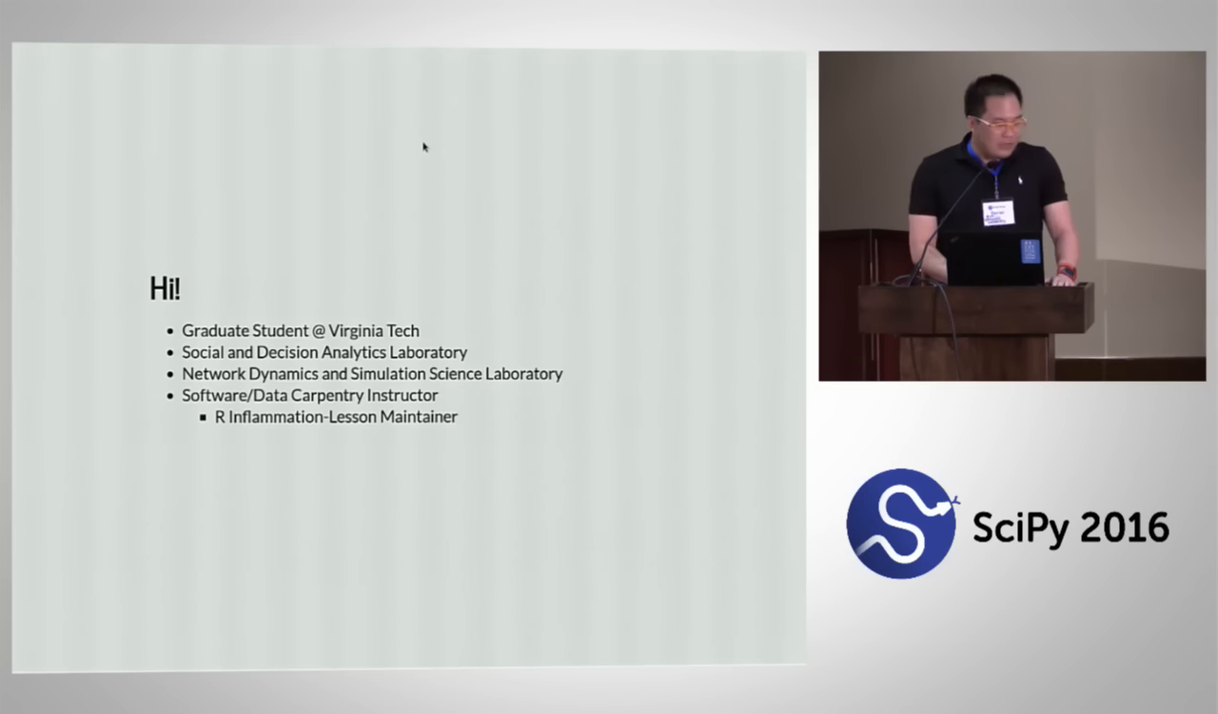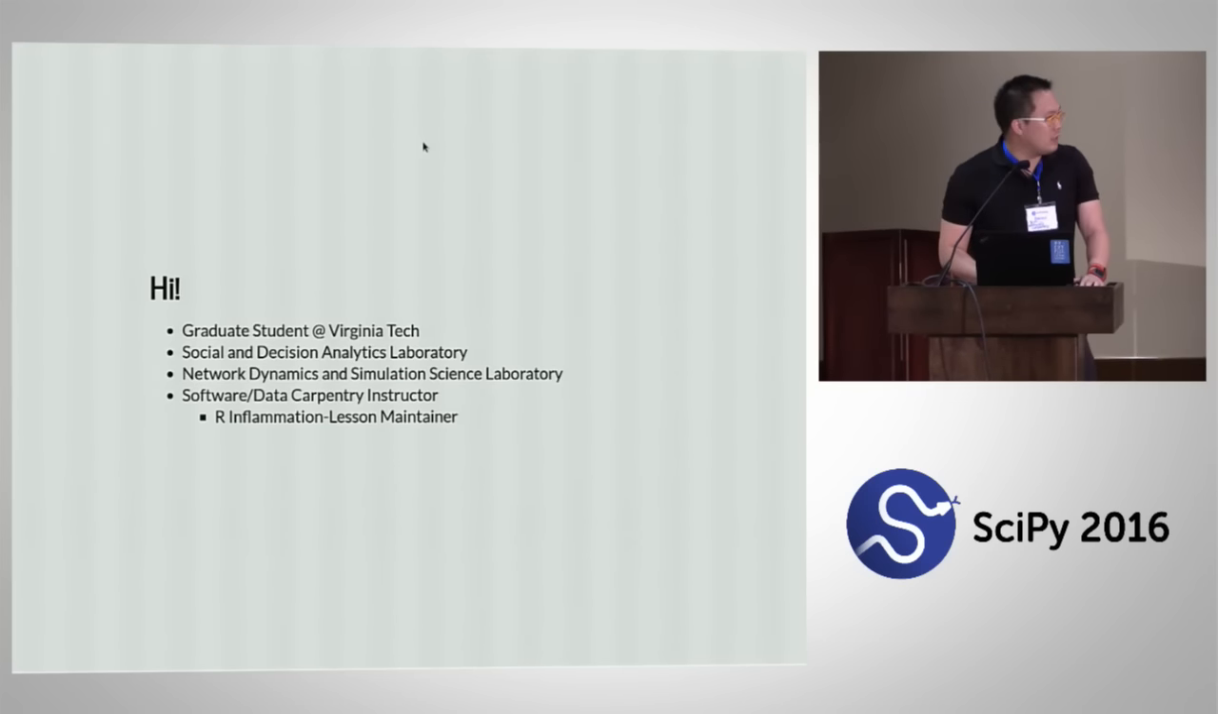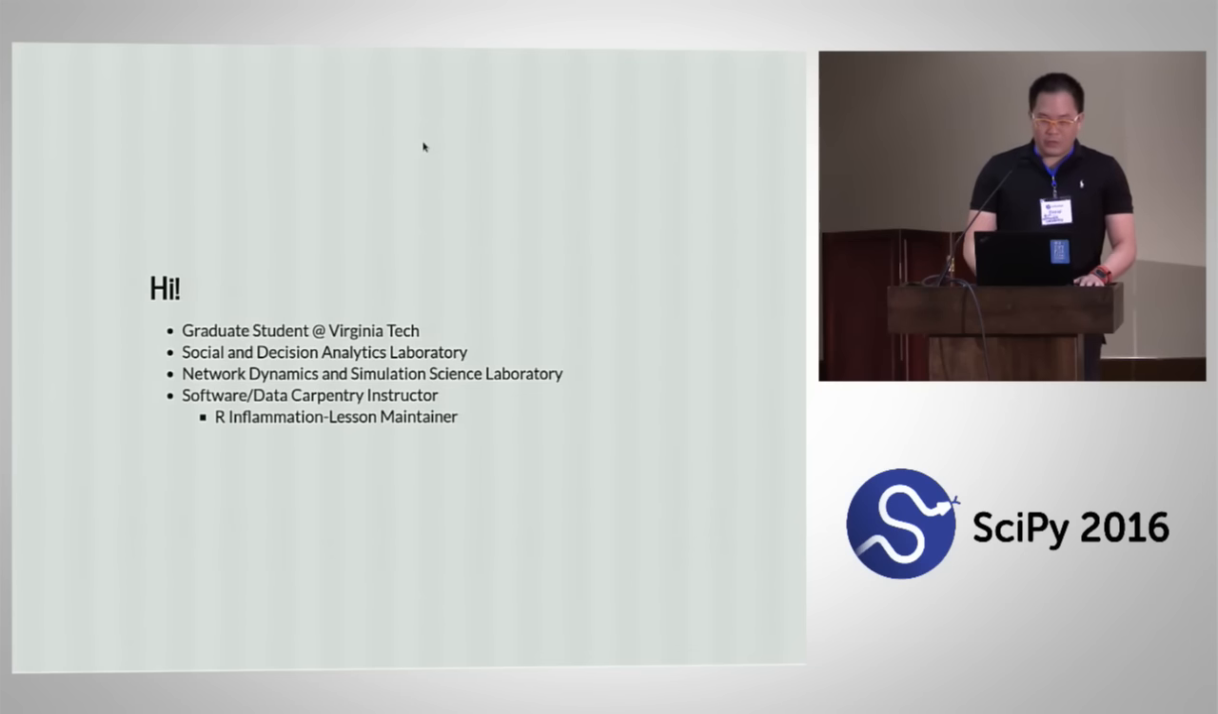All right, cool. So, hello everyone, I'm Daniel. I can't really see what's going on. I'm a graduate student at Virginia Tech. I'm part of the Social and Decision Analytics Lab there, and I also work at the Network Dynamics and Simulation Science Lab there as well. I am also an instructor for Software/Data Carpentry.